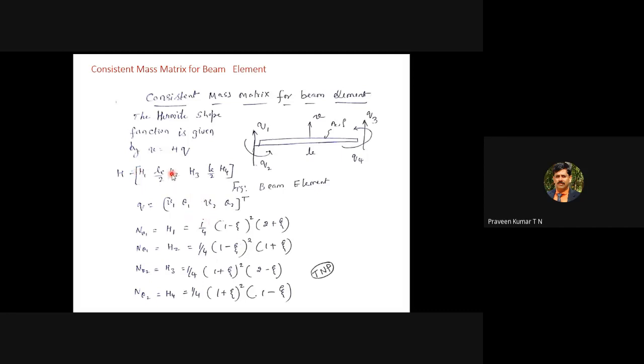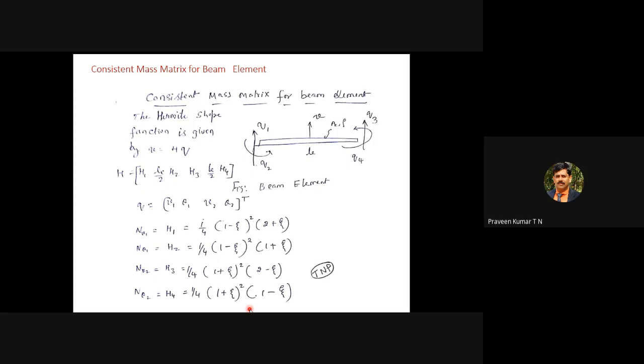And H you have already derived: H1, H2, H3, LE by 2 times H4. That is the H matrix. Now, to remember H1, H2, H3, H4, I told you a shortcut method. You first write 1 by 4, 1 by 4, 1 by 4, 1 by 4. Then 1 minus xi the whole square, 1 minus xi the whole square. For the other two terms, 1 plus xi the whole square, 1 plus xi the whole square. Then for H1, it is multiplied by 2 plus xi. For H3, it is 2 minus xi. For H2, 1 plus xi. For H4, 1 minus xi.